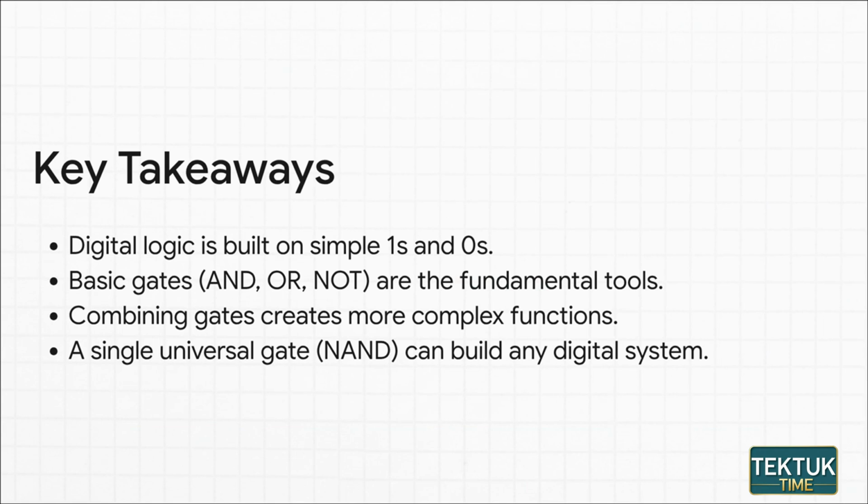So let's just recap the whole journey real quick. All digital stuff is just ones and zeros. Simple gates like and, or, and not are the basic tools that make decisions. When you combine those gates, you get more complex functions. And amazingly, a single universal gate, our hero, the NAND gate, is all you really need to build any digital system you can possibly imagine.